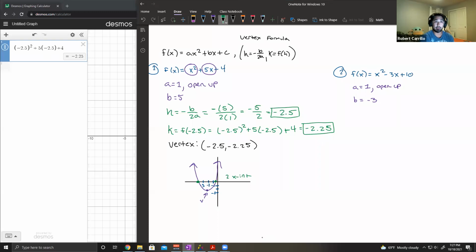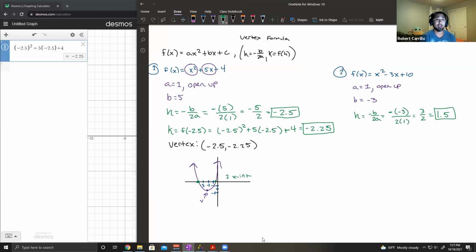So now we move on to finding the vertex. H equals, and I'm going to write the formula again. The more I do it, the more it burns into your brain. You'll have negative times negative 3 over 2 times A. This gives us positive 3 over 2, which is 1.5. There's the H value of your vertex.